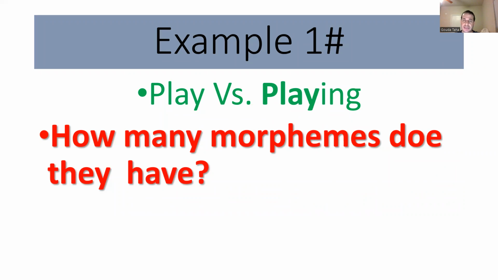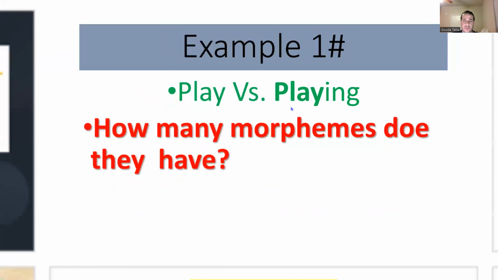The first one is play, as we illustrated in the first example, while the second part, which is ing, in this case, is a grammatical function because it refers to some progressive aspect or even some nominal aspect if we use it as a gerund. So we could say that this includes one morpheme, while this has two different morphemes.